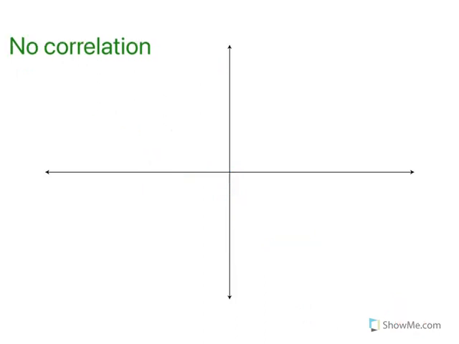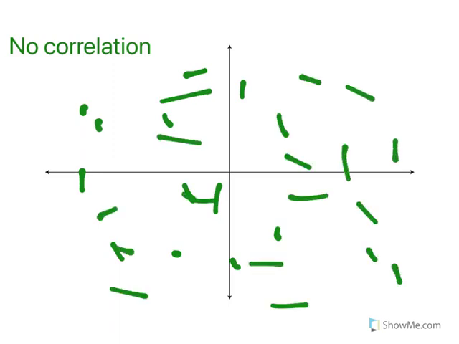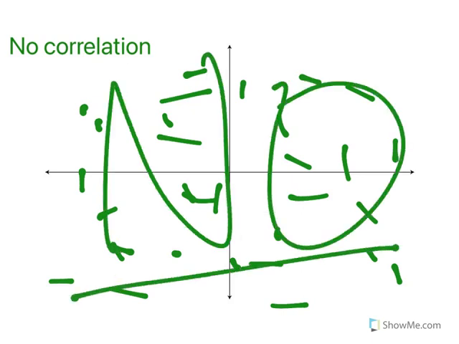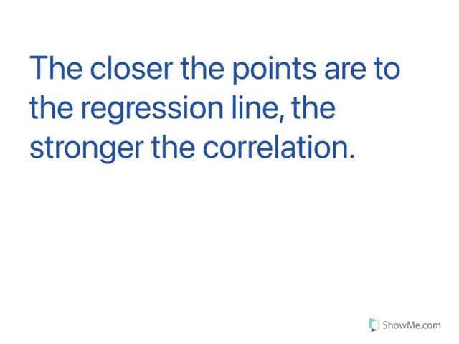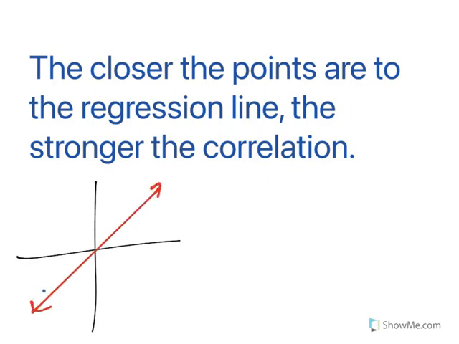If we have no correlation, that means our dots are just all over the place, right? You're like, I don't know if that goes up, down, or whatever. They're just everywhere. So we would say this is no correlation. Now, the closer the points are to the regression line means the stronger the correlation. So if I have a coordinate plane here, and this is my line of best fit, and my dots are right here, that's some really strong correlation.